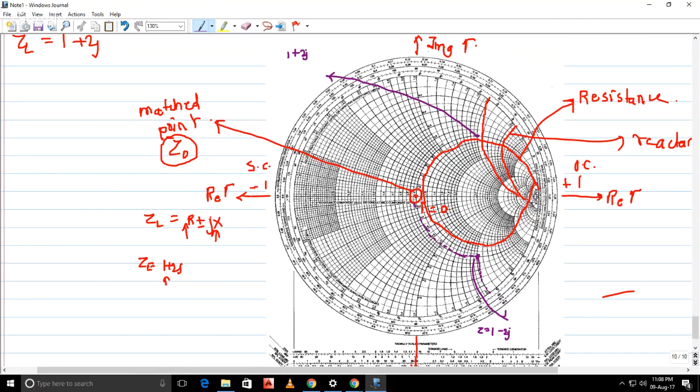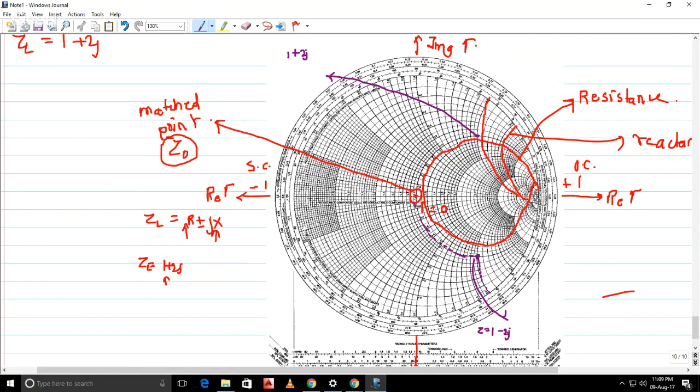So if Z naught is changing every time, then my Smith chart should also change with respect to Z naught, because if I make the center 50 ohms, then my whole Smith chart will be with respect to 50 ohms. If I make the center 100 ohms, then the whole Smith chart will be of 100 ohms. Yes or no? But to solve this problem and not to have multiple Z naughts or multiple types of Smith chart, what we did is we normalized the complete chart with respect to Z naught.